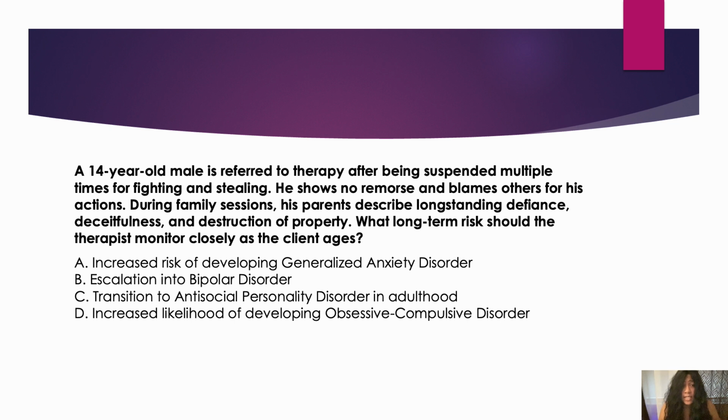C says transition to antisocial personality disorder in adulthood. There it is right there. That question, that answer response, and I'm talking about the long term. If you are able to identify in that vignette that this is conduct disorder, you know long term is going to be antisocial personality disorder. But just for fun, D, likelihood of obsessive compulsive disorder. None of that has to do with OCD, so we're going to get rid of it. Your best answer is C. The transition to antisocial personality disorder in adulthood is the long-term risk that we would be thinking about because the vignette is presenting conduct disorder symptoms.